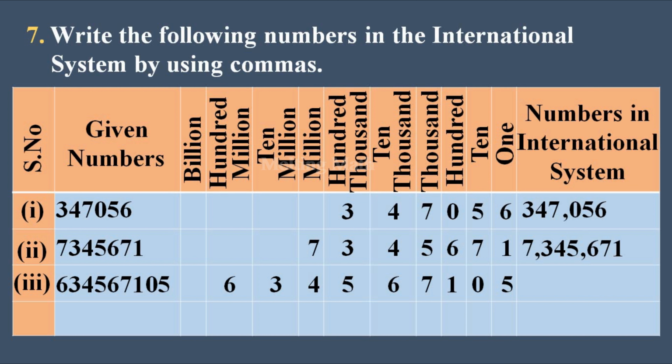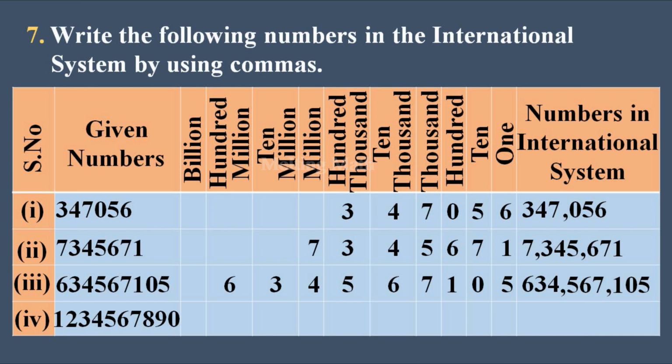Then we have to put a comma according to the periods. We know the ones, tens, hundreds come under the ones period. So just put a comma here. Then thousands, 10,000s, 100,000s come under the thousands period. So put a comma here. Then million, 10 million, 100 million come under the million period. So just write that one. That's it. Okay, next is the fourth question.